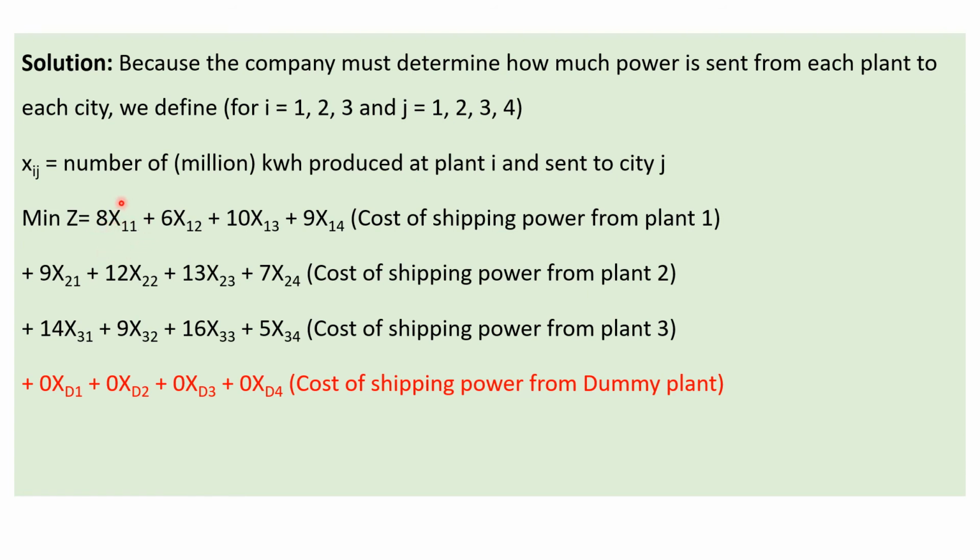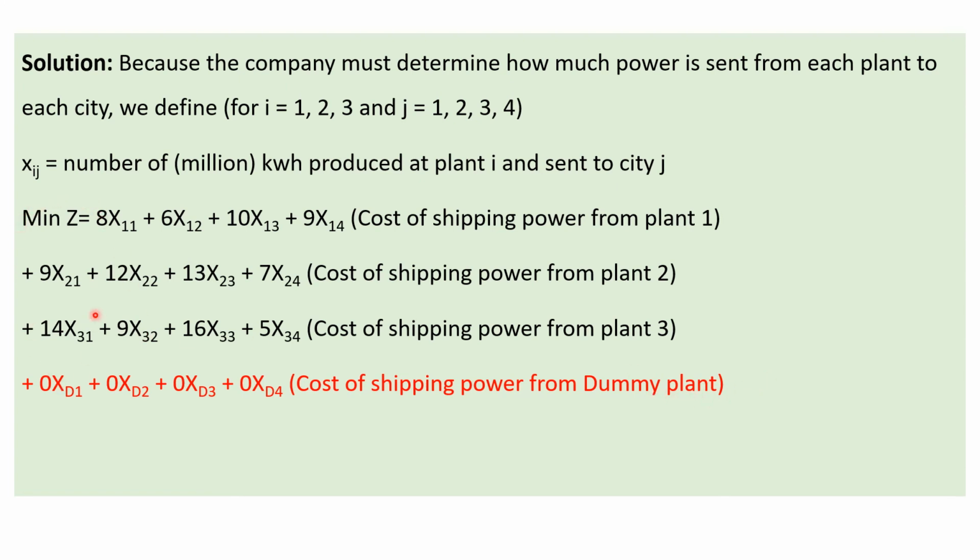So this is the transportation cost required from plant 1 to city 1, from plant 1 to city 2, plant 1 to city 3, plant 1 to city 4. So this is the cost of shipping power from plant 1 to all the cities. And the same is true for the remaining. The second one is the cost of shipping power from plant 2 to all the cities. And the last one is the cost of shipping power from the dummy power plant.